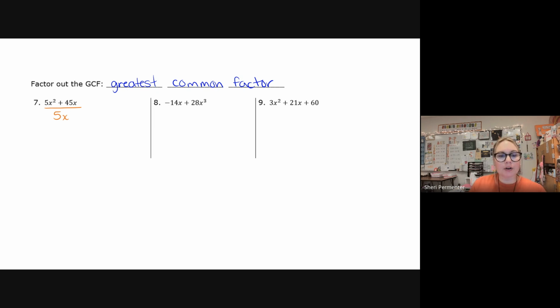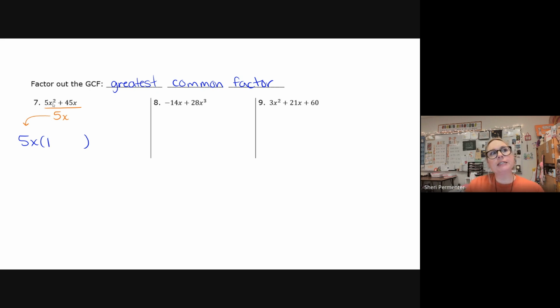You will always take your greatest common factor and put it out in front. It doesn't disappear. It just goes into the front. And then I'm going to write down in parentheses what I have left when I divide. So when I divide the first term, 5 divided by 5 becomes 1.